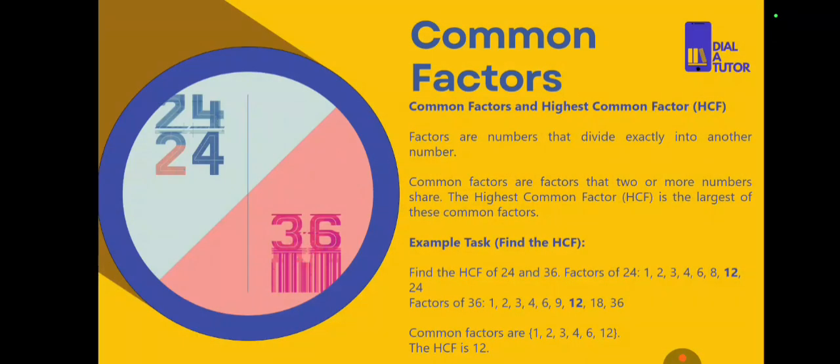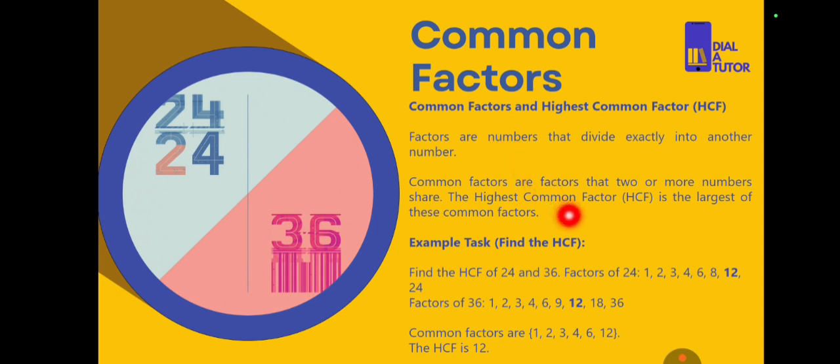Moving on to common factors. But first of all, we have to understand what a factor is. Factors are numbers that divide exactly into another number without leaving a remainder. For example, if you say 6 into 48, 6 will get into 48 8 whole times without leaving a remainder.